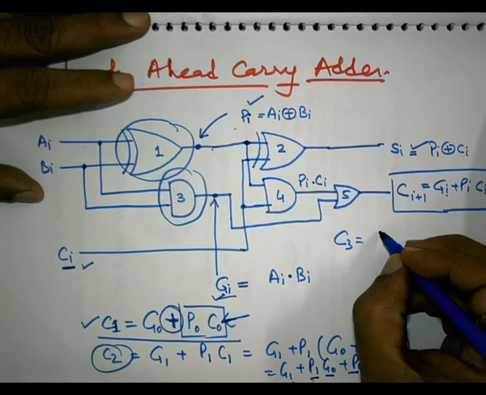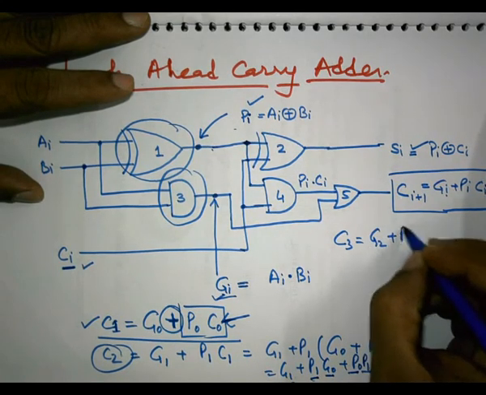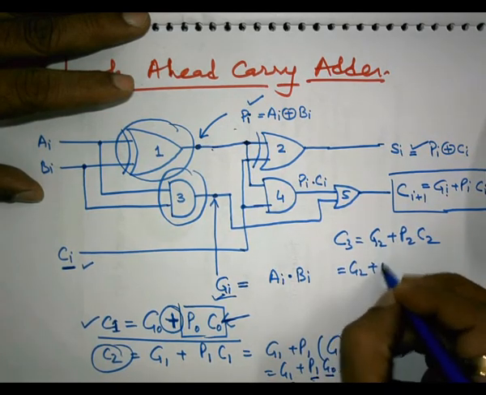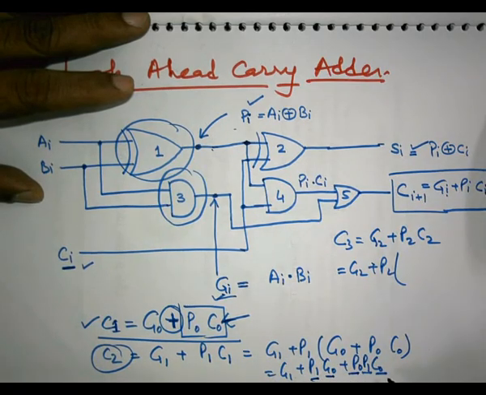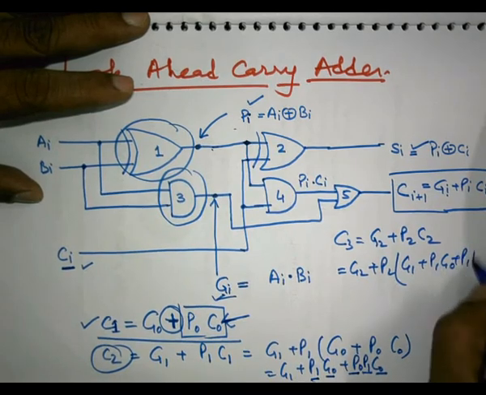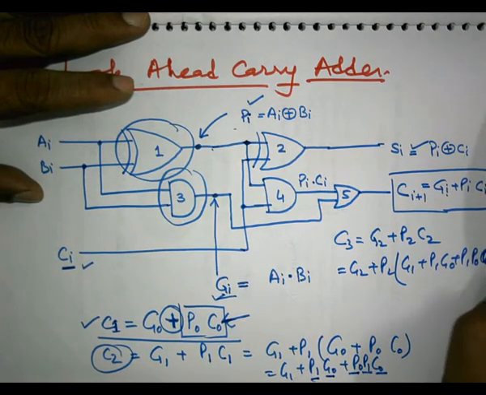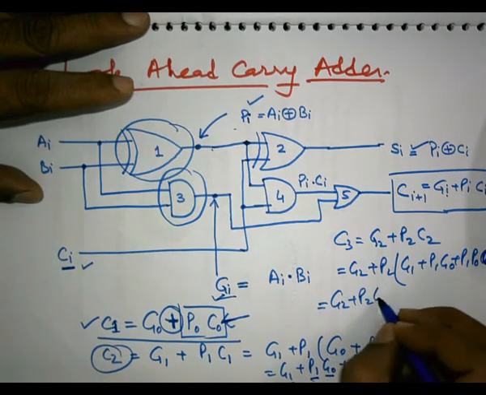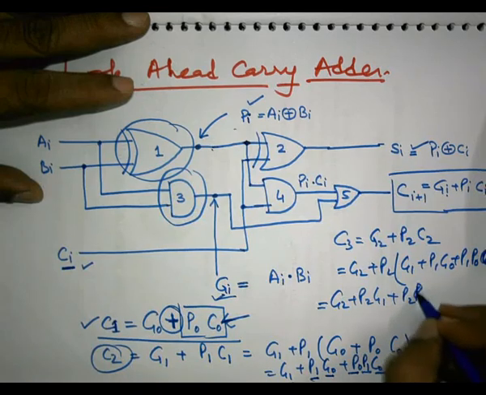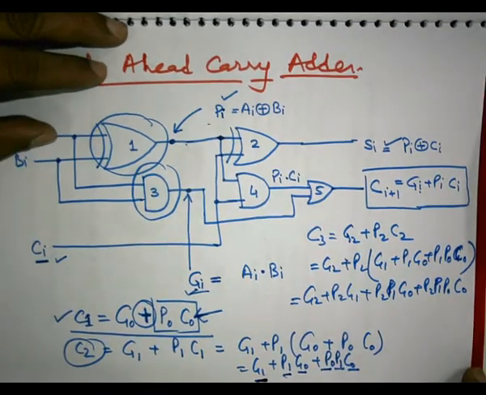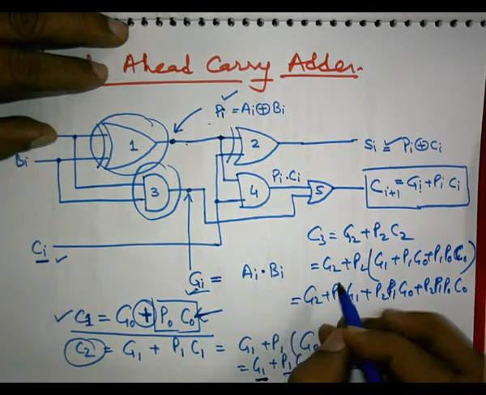What about C3? C3 is G2 plus P2 C2. So this is G2 plus P2 and this is C2. This is G1 plus P1 G0 plus P1 P0 C0. So this is equal to G2 plus P2 G1 plus P2 P1 G0 plus P2 P1 P0 C0. Okay, you are getting?